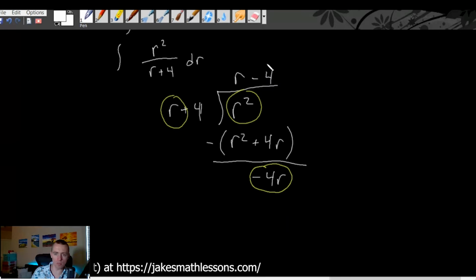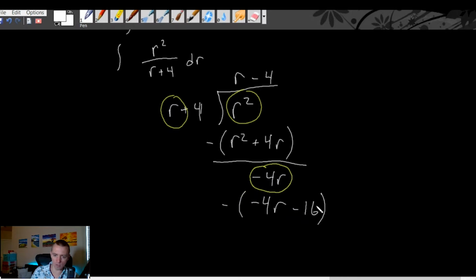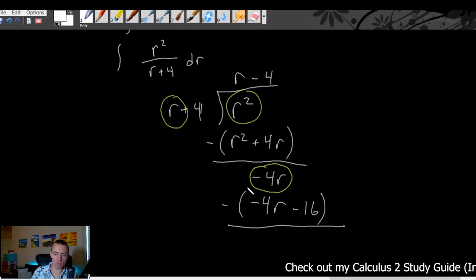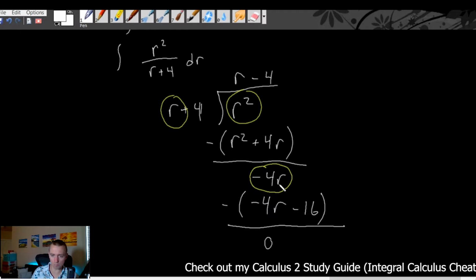Then we do this thing that we just wrote here. So negative 4 times all the stuff over here on the left. Negative 4 times r gives us negative 4r. Negative 4 times positive 4 gives us negative 16. Okay. Then again, we subtract all this stuff. Be sure to put it in parentheses from what we had here. Negative 4r minus negative 4r would be the same as negative 4r plus 4r gives us 0.